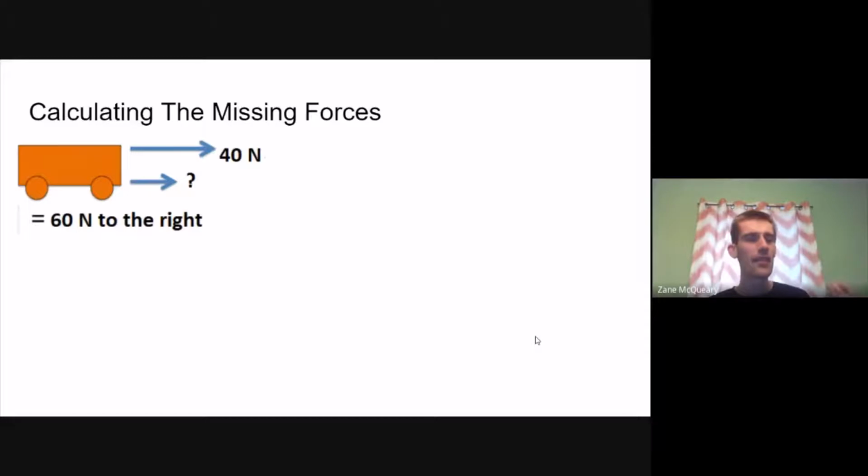We know that the overall net force will be 60 newtons to the right. There's already 40 in that direction. What plus 40 will get you to 60? Obviously, 20 newtons to the right will get you there. So the missing component is 20 newtons.